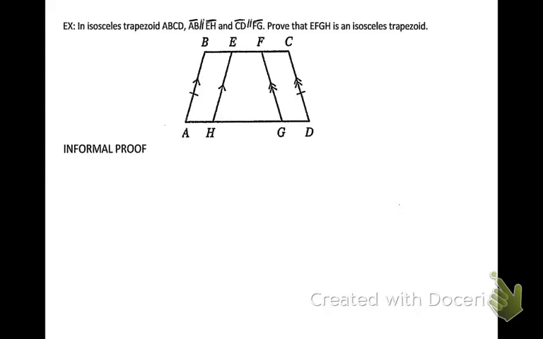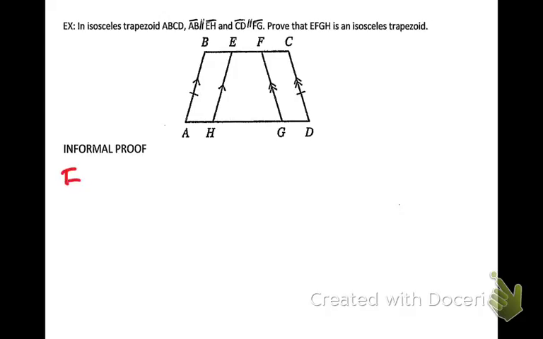In an isosceles trapezoid, AB equals CD. AB is parallel to EH and CD is parallel to FG. We have to prove that EFGH is an isosceles trapezoid. The inner trapezoid, we have to prove that it is isosceles. We know the outer one is. Alright, so here's how we could prove this.